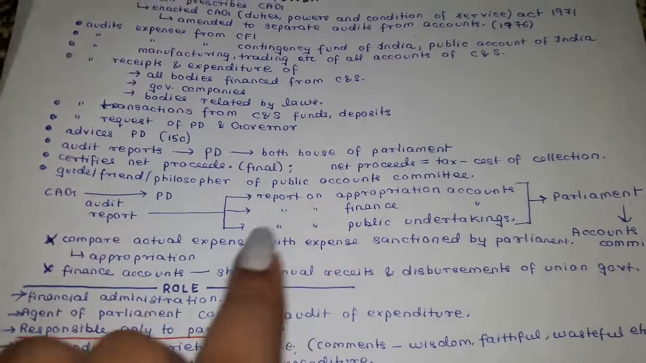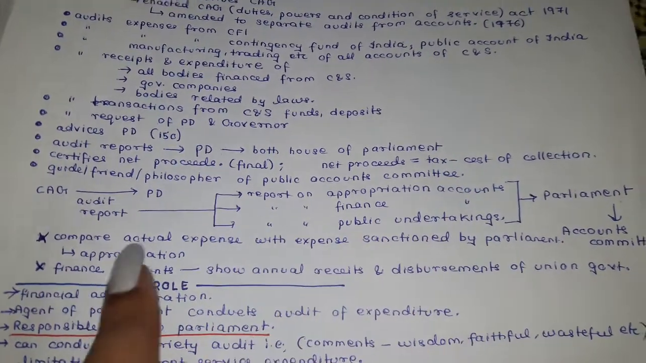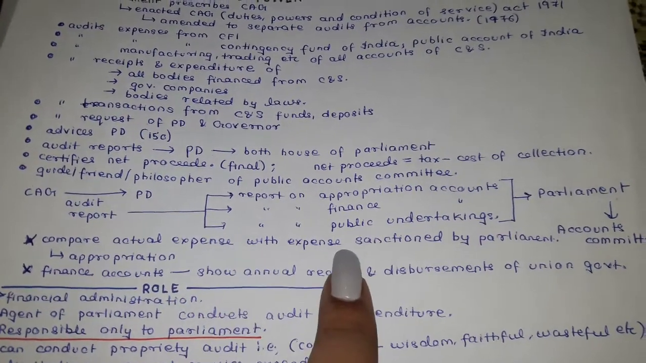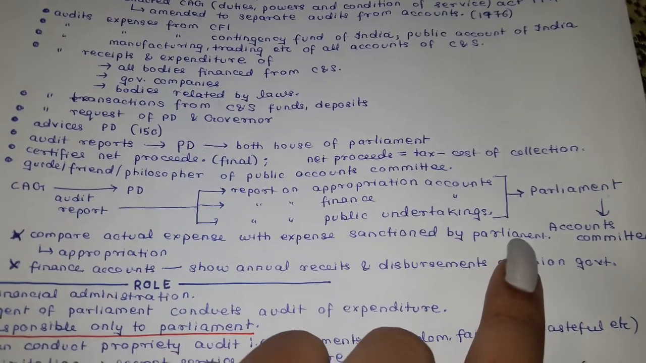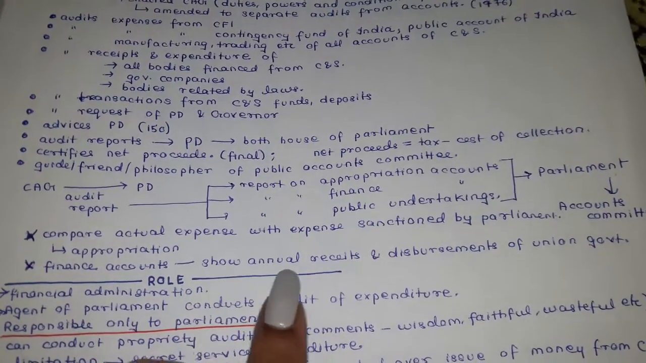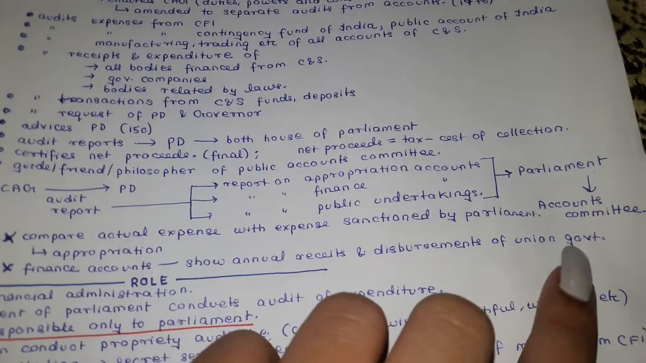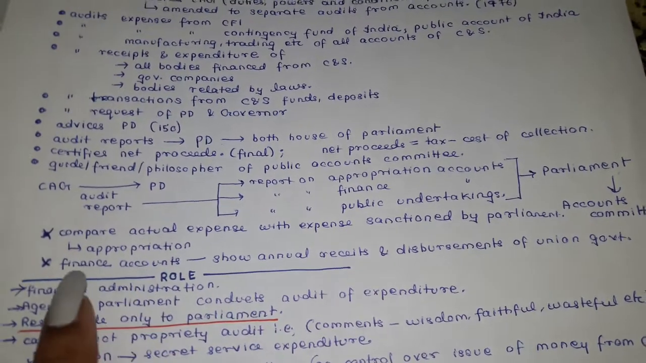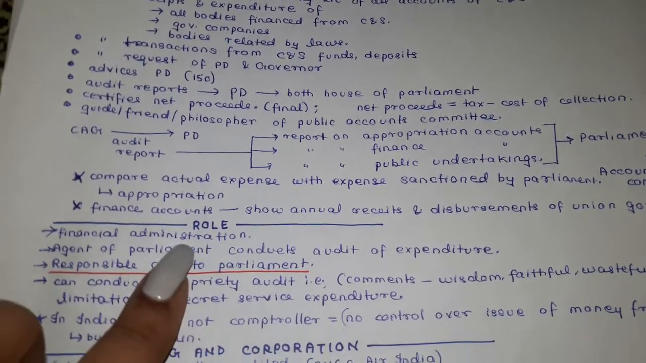Then what is appropriation accounts? Compare the actual expense with expense sanctioned by the Parliament. Then what is finance accounts? Show annual receipts and disbursements of union government. Okay, this is what the finance account deals with.